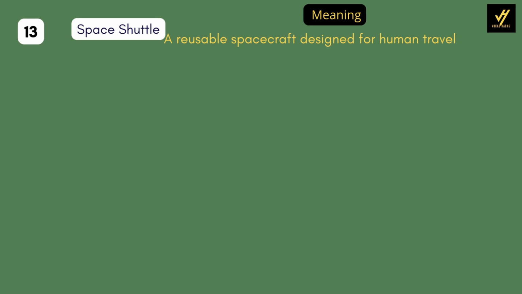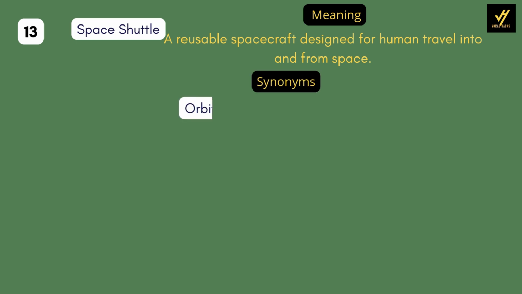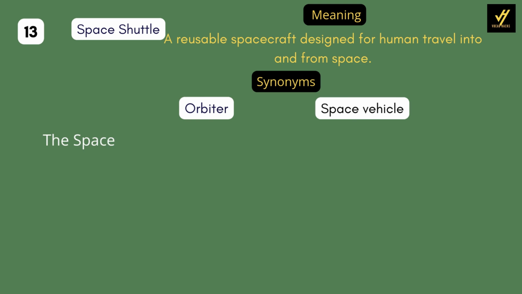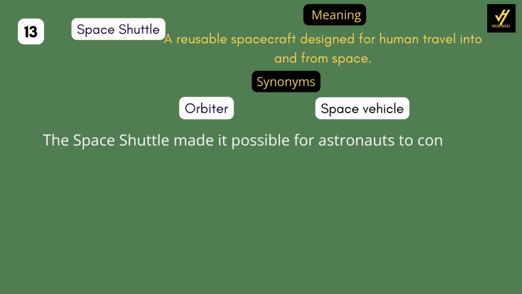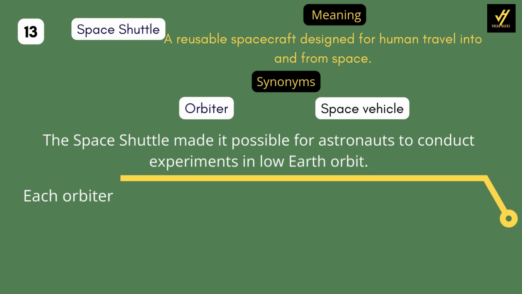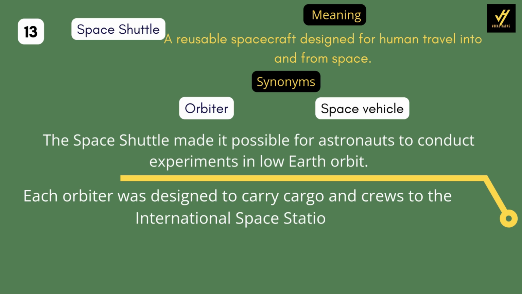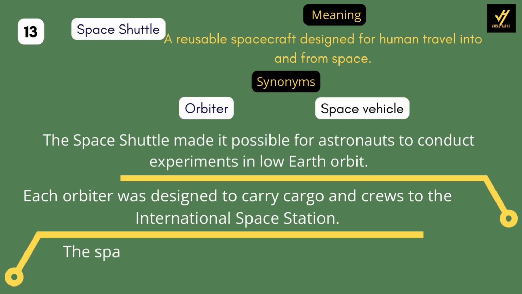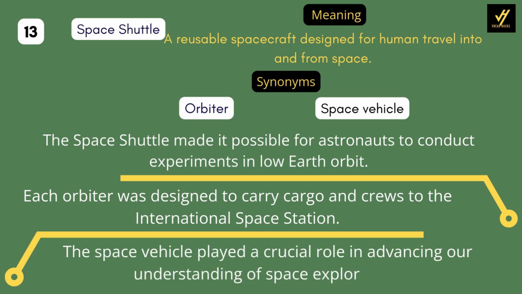Space shuttle, a reusable spacecraft designed for human travel into and from space. Orbiter, space vehicle. The space shuttle made it possible for astronauts to conduct experiments in low Earth orbit. Each orbiter was designed to carry cargo and crews to the International Space Station. The space vehicle played a crucial role in advancing our understanding of space exploration.